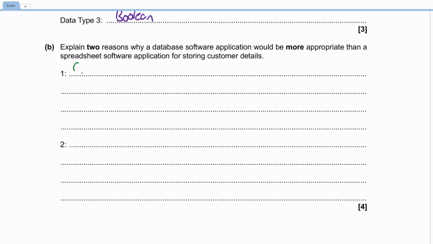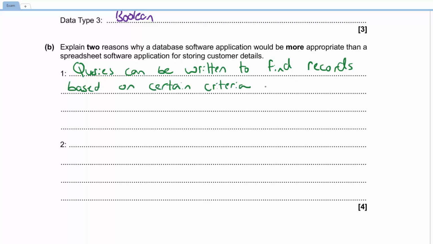So we could say queries can be written, if I can spell it right, queries can be written to find records, a record being a kind of a row in a table, to find records based on certain criteria. And we don't need to actually, but we could, to be on the safe side, add an example, e.g. a customer's name. Right, so if you're looking for a particular customer, we can add a query and put the name of a query, and it will take out the record which applies to that customer's name. What else could we say?